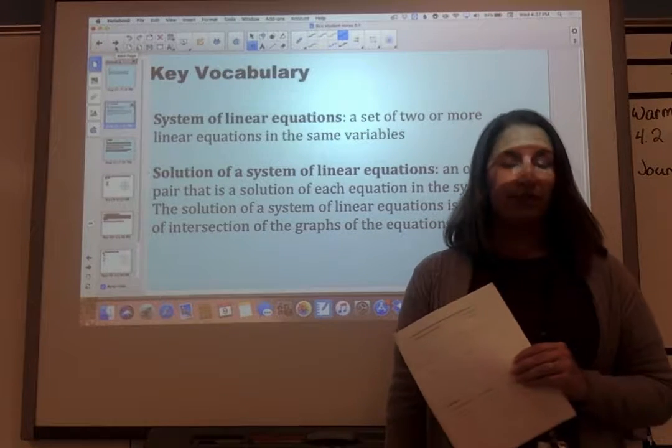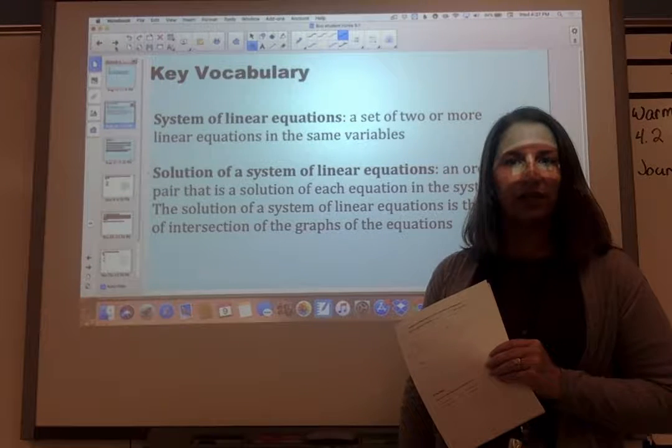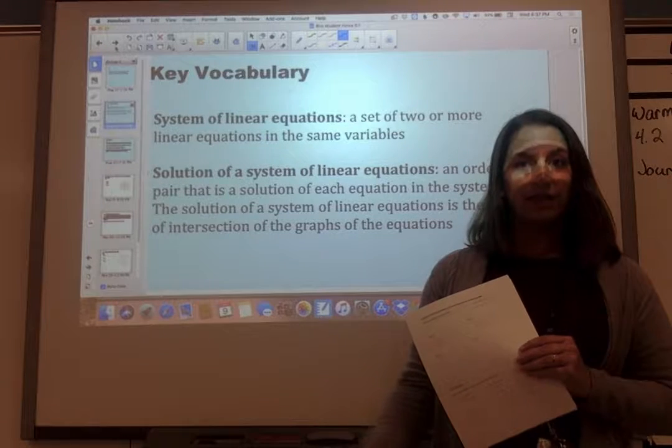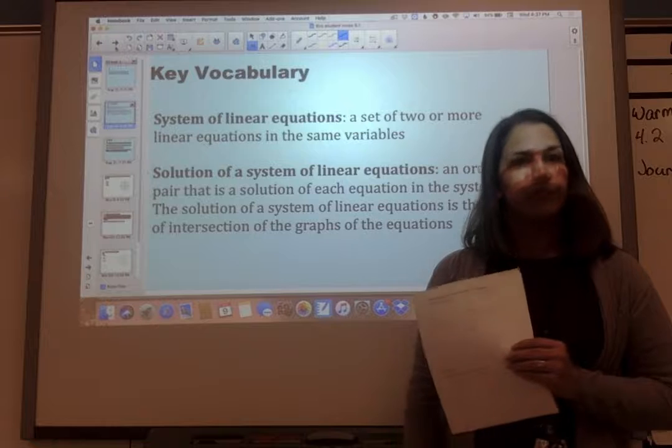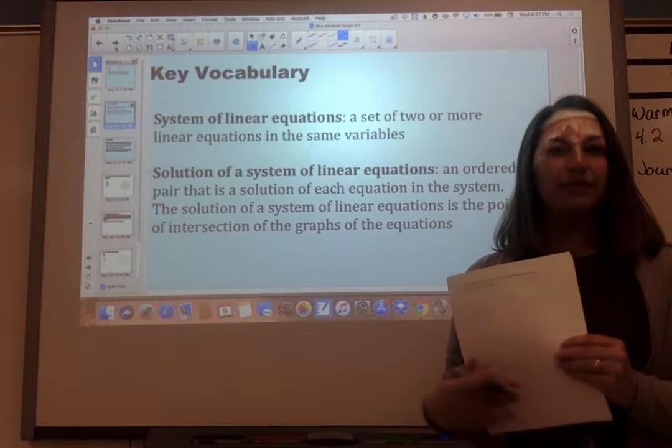And a solution of a system of linear equations is an ordered pair that is a solution of each equation in the system. In other words, the solution of a system of linear equations is the point of intersection of the graphs. So it's the point where the two lines meet.